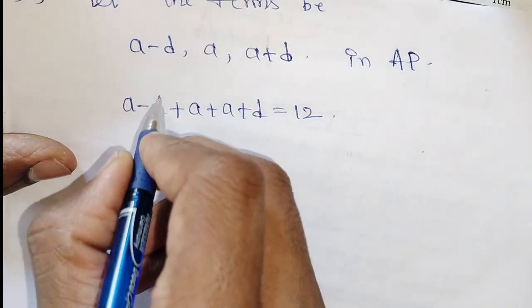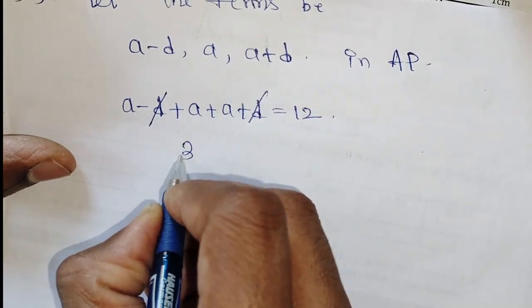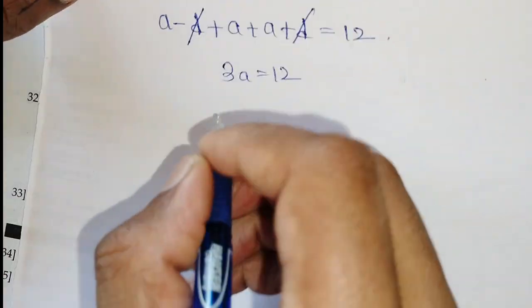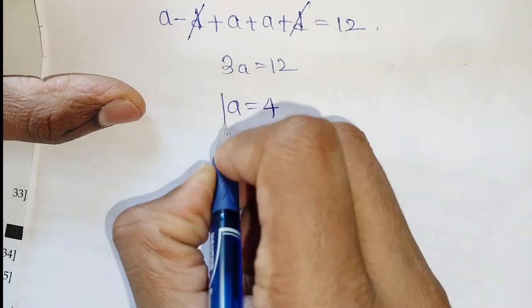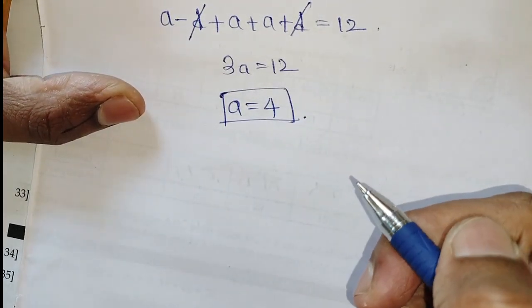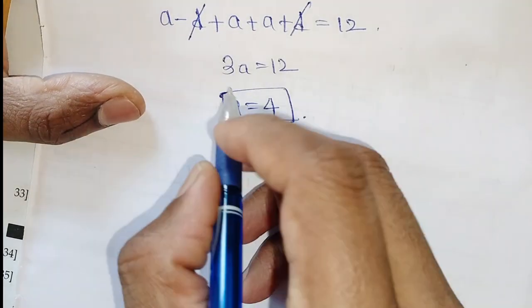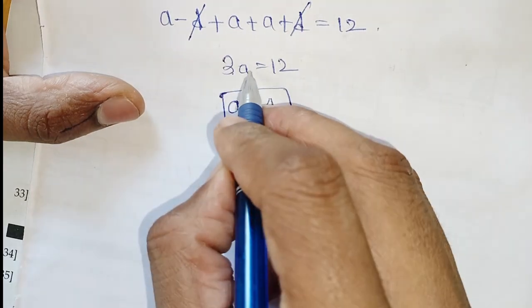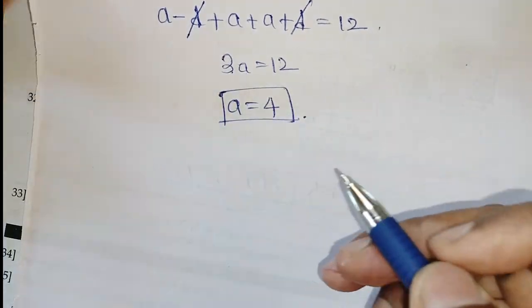Then it becomes minus 2 plus d cancels, and the 3a becomes 12, and a becomes 4. Okay, this is the answer. 3 4s are 12, so a becomes 4.